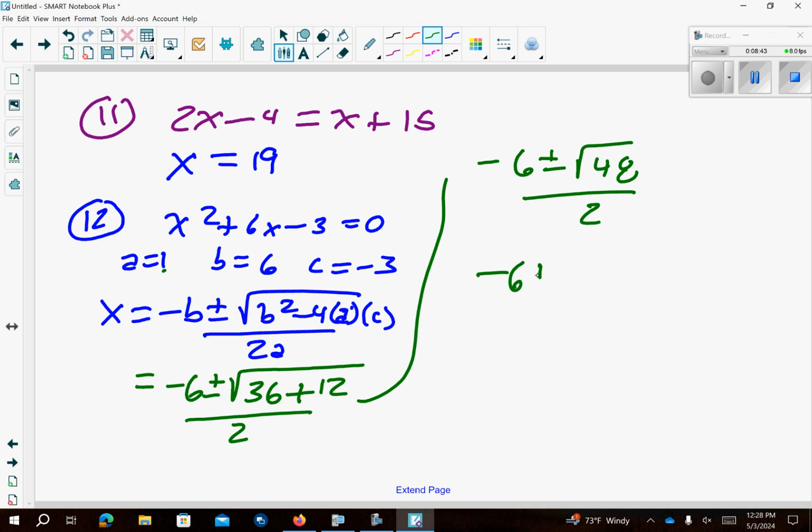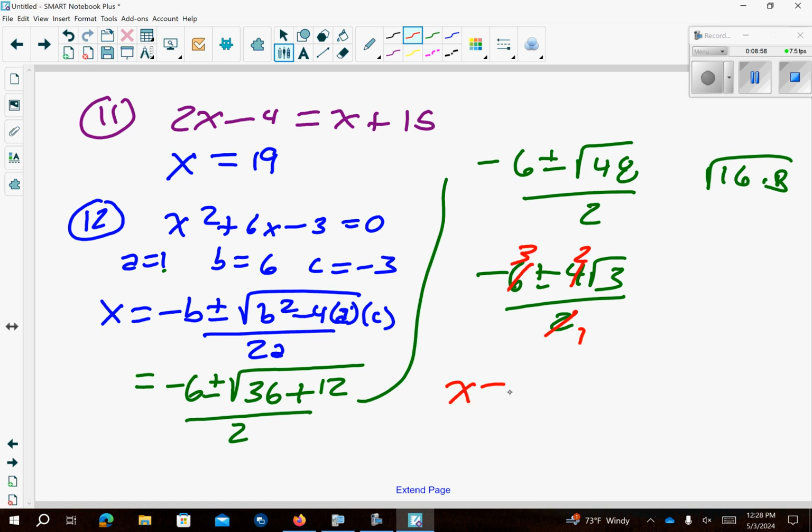48 breaks down to 16 times 3. So that's going to break down to 4 root 3 over 2. And you can go ahead and reduce everything by 2. So the answer to this is x equals negative 3 plus or minus 2 root 3.